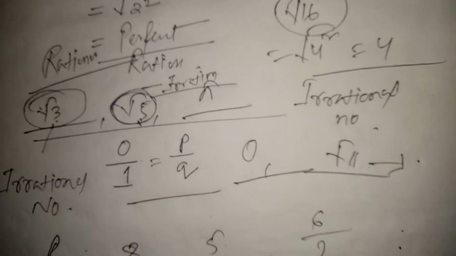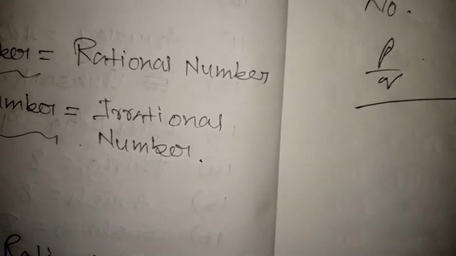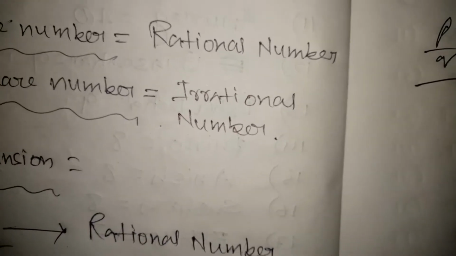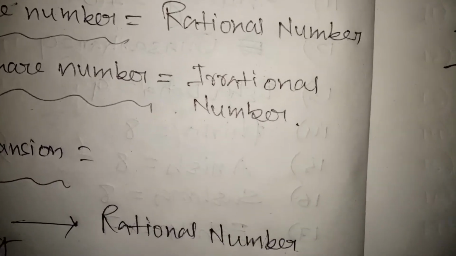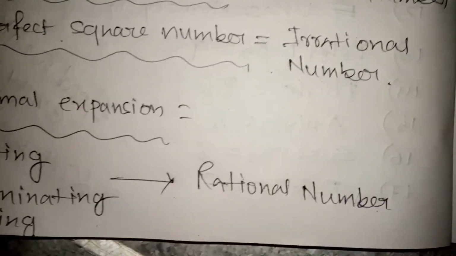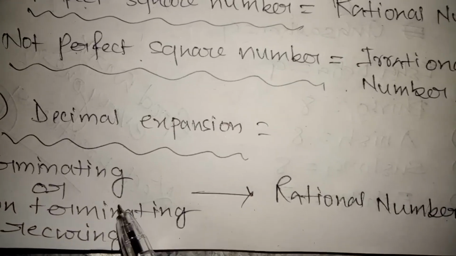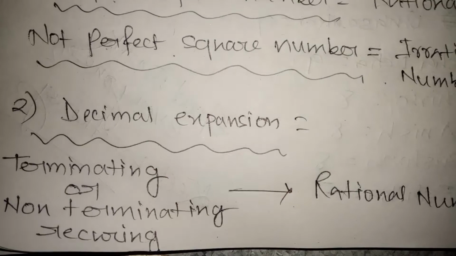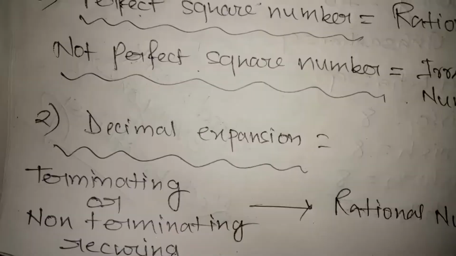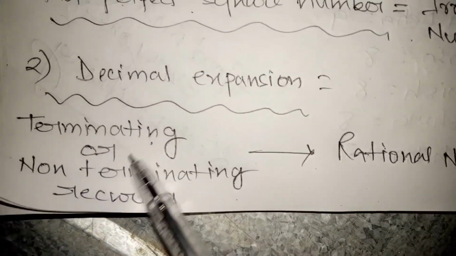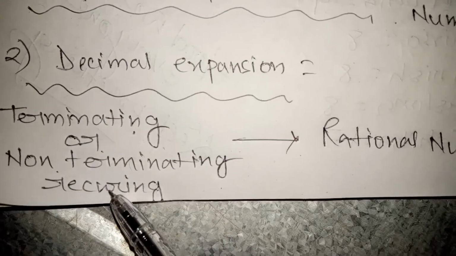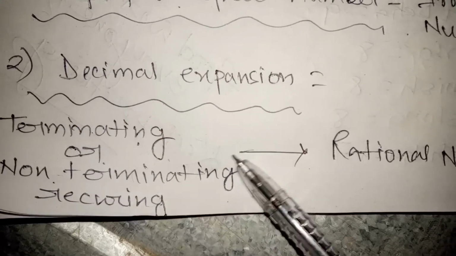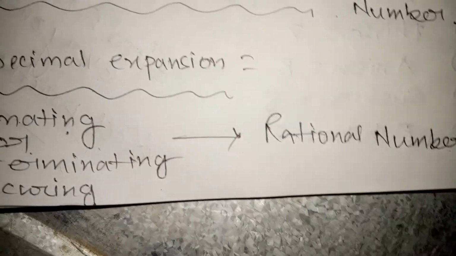So this way you can identify whether the number is a perfect square number, not a perfect square number, or a rational number or irrational number. This is the one type. Next one is decimal expansion. By looking at the decimal expansion also, we can identify whether the number is a rational number or not. So decimal expansion means the first one is terminating or non-terminating recurring. If the number is terminating or non-terminating recurring, then it will be called a rational number.